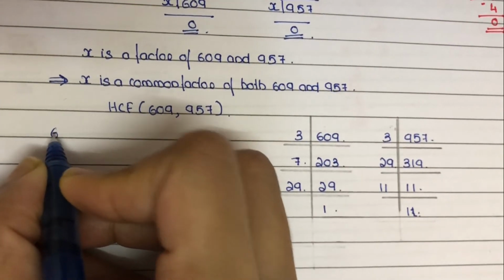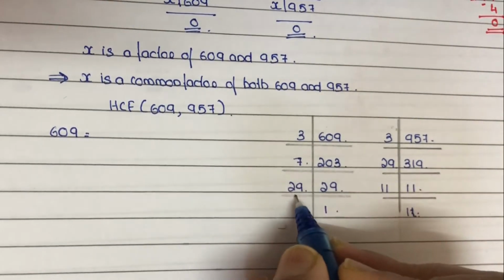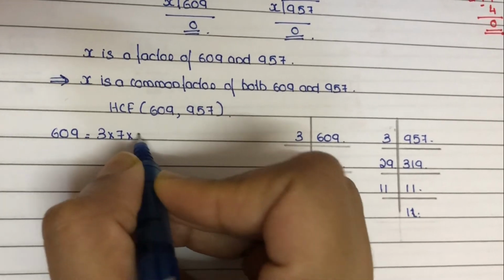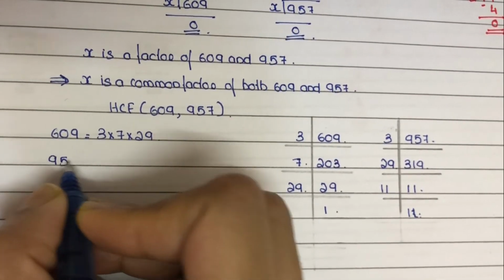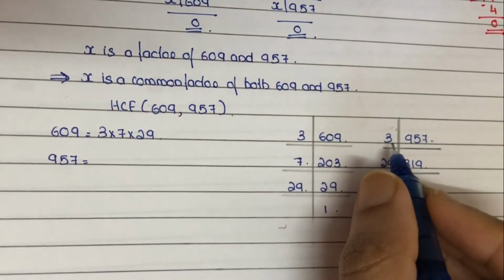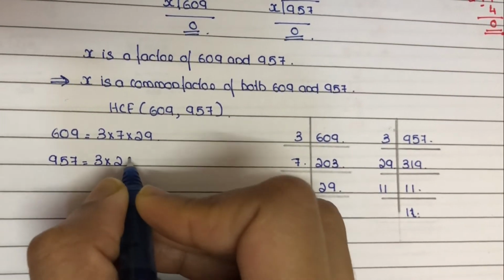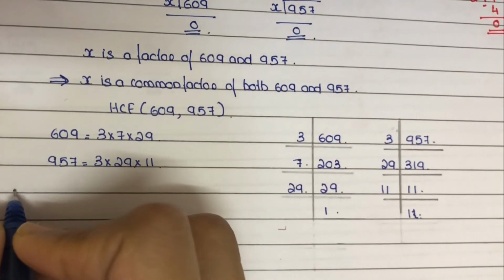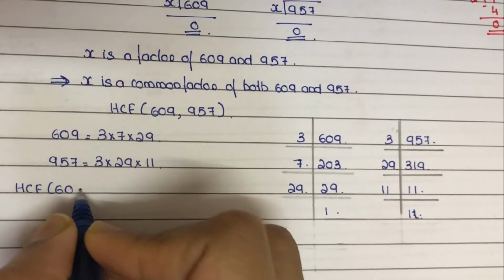So 609 equal to 3 into 7 into 29. Next, 957 equal to 3 into 11 into 29. Now HCF of 609, 957.